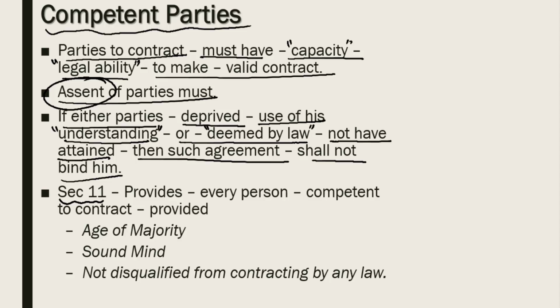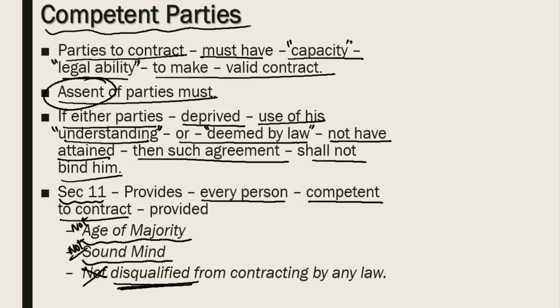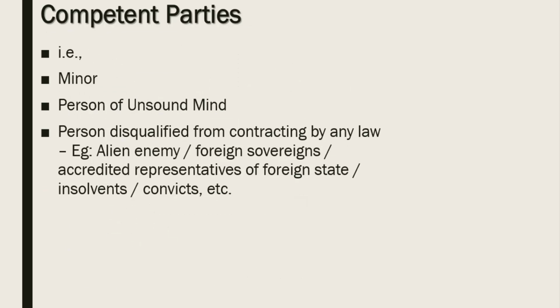Section 11 provides that every person is competent to contract, provided, meaning there is an exception. People who have not attained the age of majority cannot enter into a contract. People who are not of sound mind, or people who are disqualified from contracting by any law, are not eligible for entering into a contract.